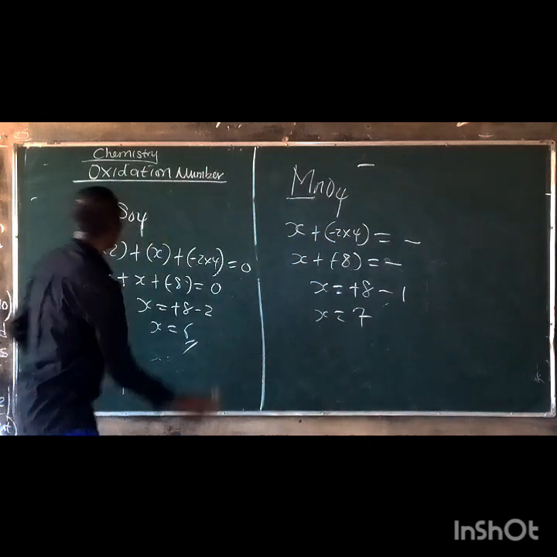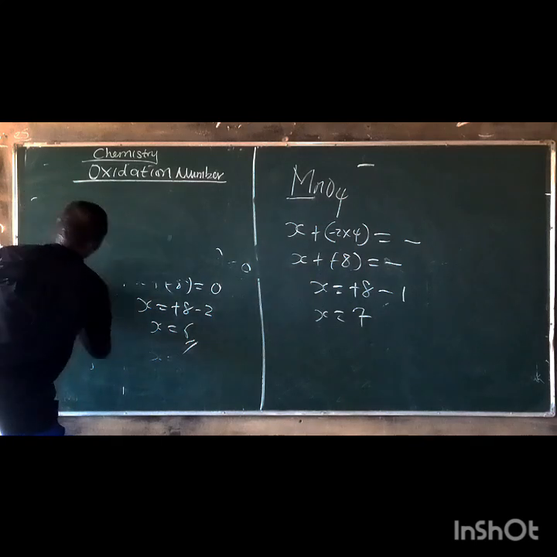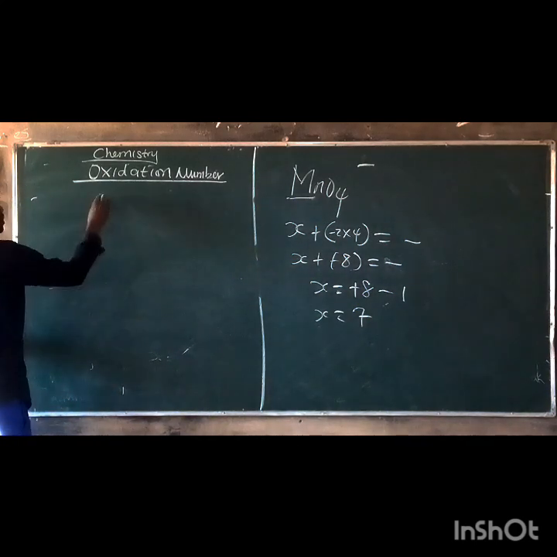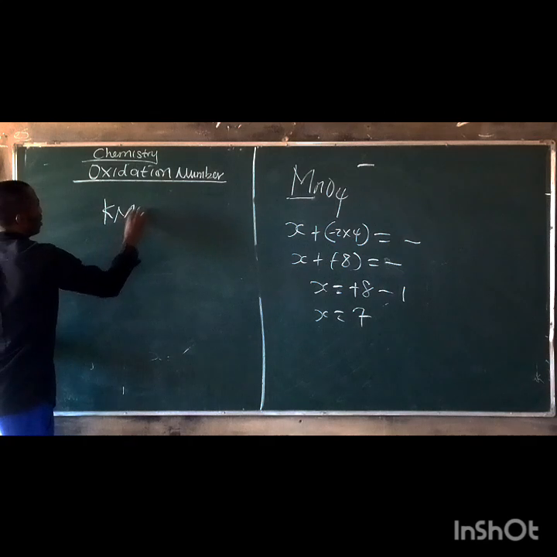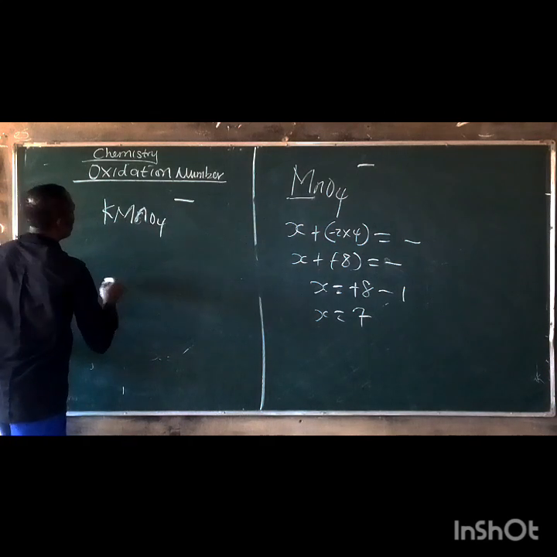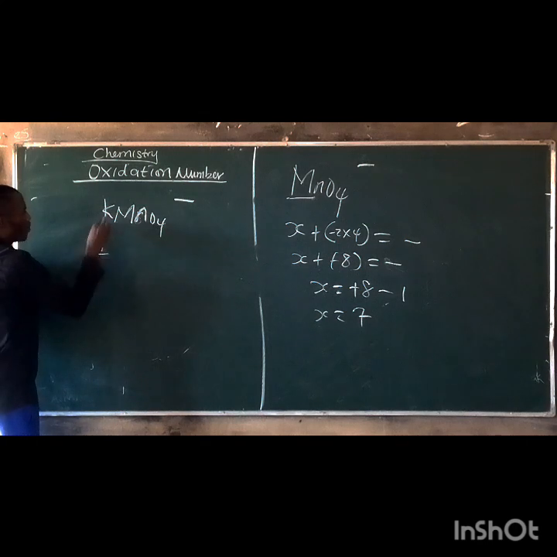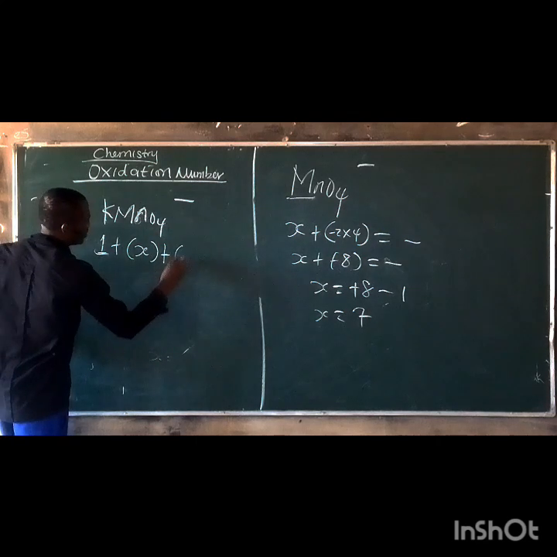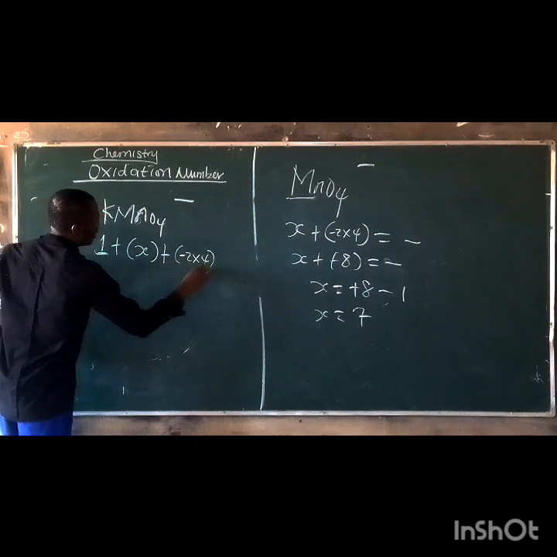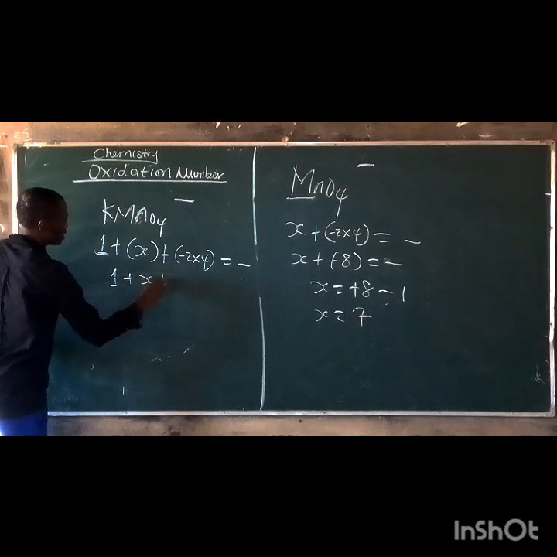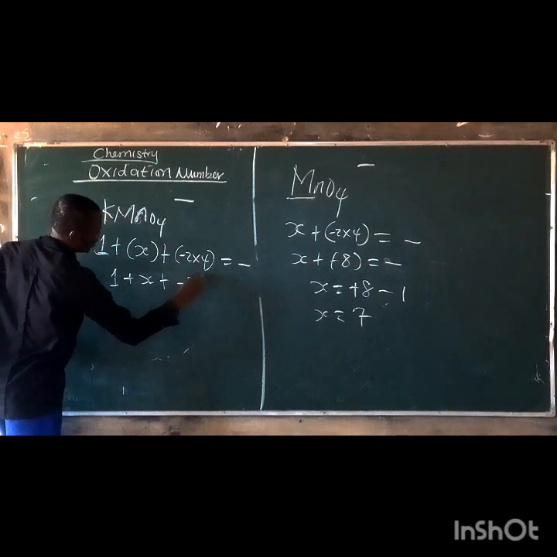Tetraoxomanganate 7. Let's do another one. Let's say we have K, M, N, O minus. We have 1 potassium there. We know that. Magnesium, we don't know that. So we put X plus oxygen is minus 2 times 4 is equals to minus 1. So this is 1 plus X plus minus 2 times 4 is minus 8.